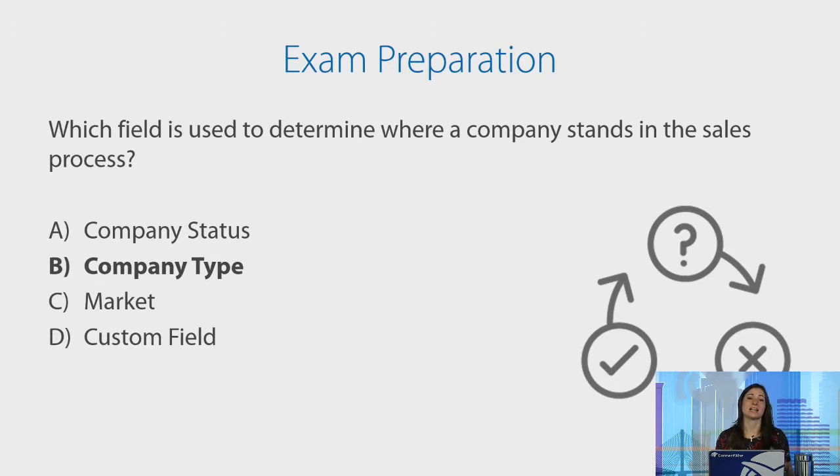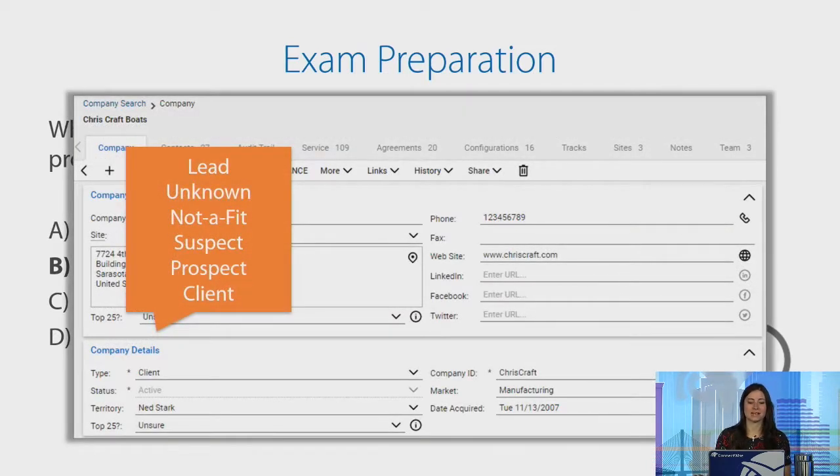Now, the way that I like to remember company type is that a vendor can be a type of company. That has nothing to do with whether or not we service them. It has nothing to do with whether or not they're in good standing with us. It's indicating that they are one of our vendors, and we send purchase orders to them, for example. So company type, there are a lot of options as well in addition to vendor, but we have lead, unknown, not a fit, suspect, prospect, and client.